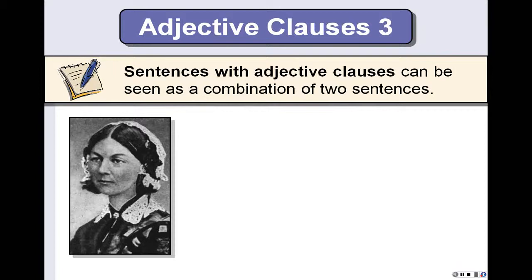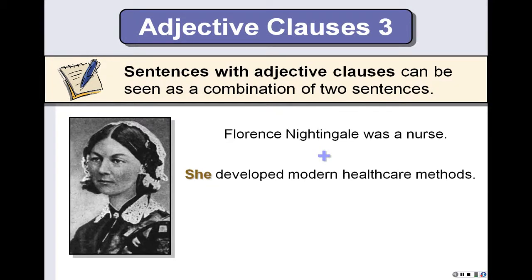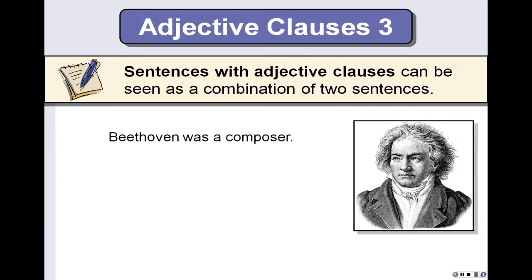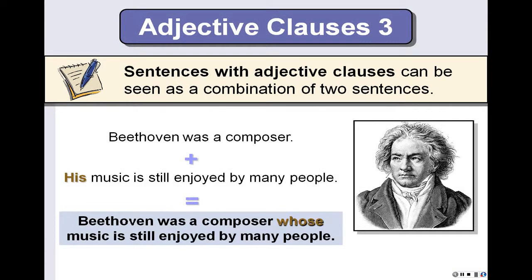Sentences with adjective clauses can be seen as a combination of two sentences. Florence Nightingale was a nurse. She developed modern healthcare methods. Florence Nightingale was a nurse who developed modern healthcare methods. Beethoven was a composer. His music is still enjoyed by many people. Beethoven was a composer whose music is still enjoyed by many people.